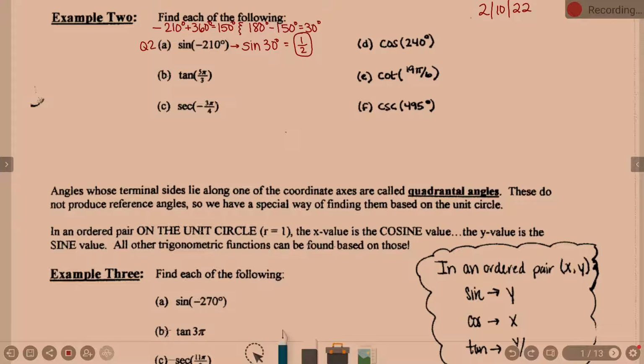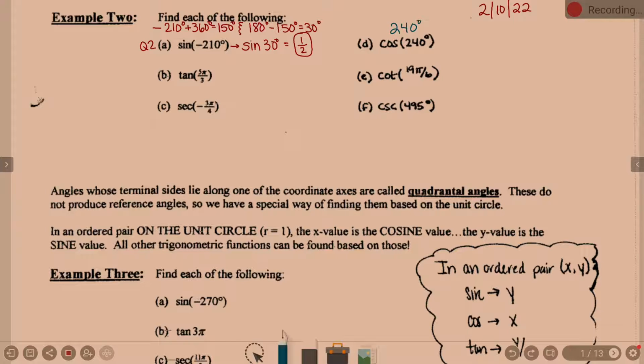So, just a quick review. Cosine of 240 degrees. What do you know about 240? Where is 240 degrees? That's going to be in what quadrant? Third quadrant, right? 240 is down in the third quadrant. So where is that closer to the x-axis? That's closer to 180. So how do we find the reference angle there?